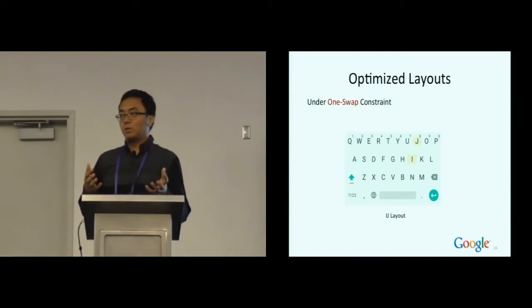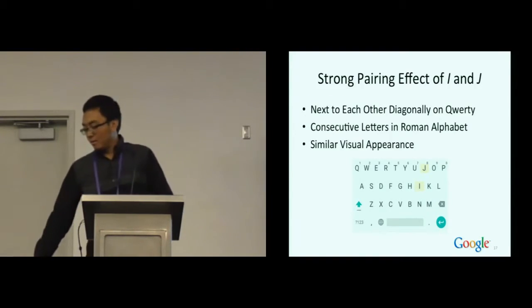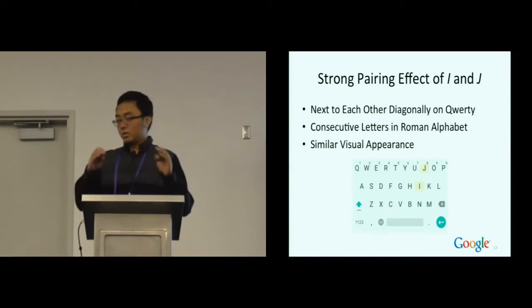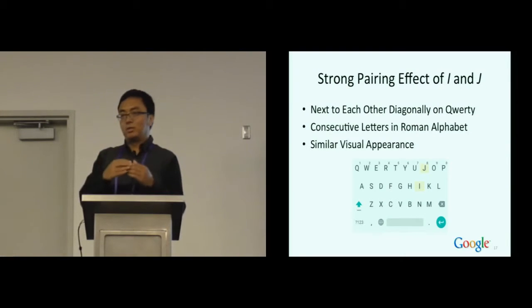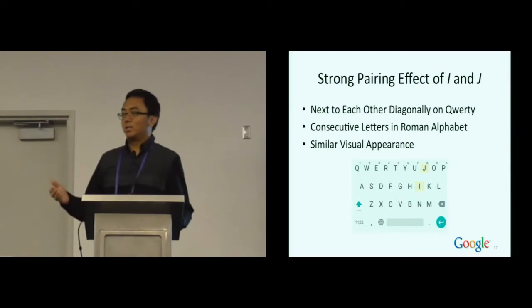On the one swap constraint, we happen to say that swapping I and J, you will get a layout that has the most balanced value between speed and accuracy. Very interestingly, swapping I and J has some other strong pairing effect we did not expect. For example, I and J are next to each other diagonally on Qwerty, and they happen to be consecutive letters in the Roman alphabet. Also, if you look at these two letters, they have very similar visual appearance. So there's a strong pairing effect. I hope that it might help you to remember, okay, you swap the two keys, and then to remember the position.